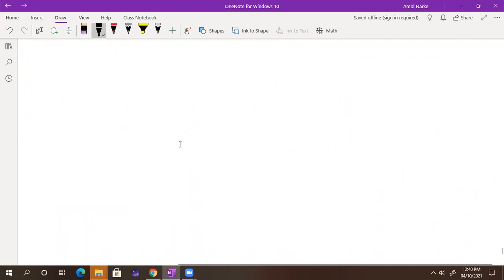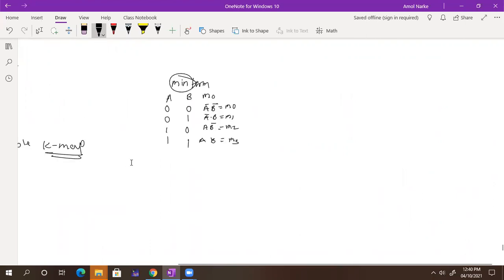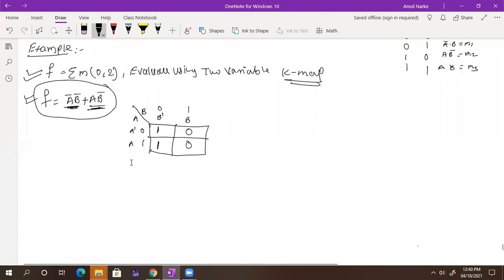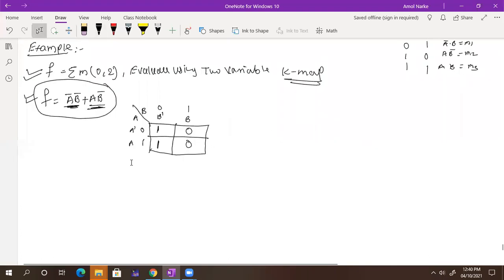For max term, we need to take a bar as 1, right? For max term, that is different. Right now, what they have given is for the min terms, Minterm. So for min terms, we need to take it as one.